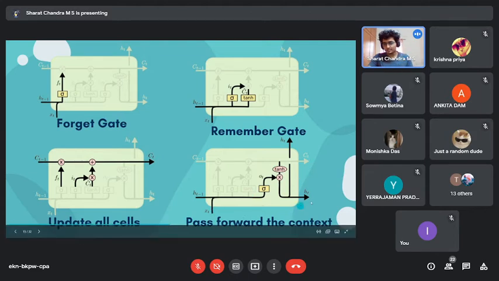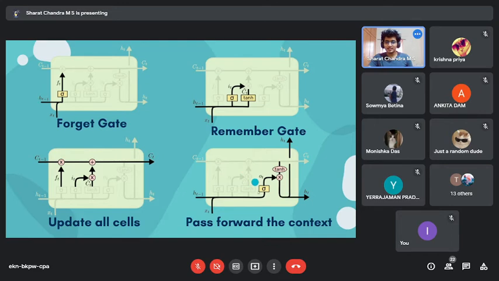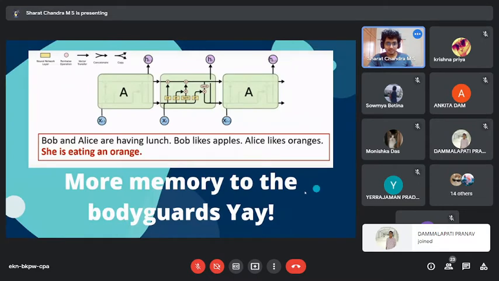And this is the pass-forward of the context. In this gate, after doing all this, it is also predicting the output of the cell and giving the output as a second input to the next cell. That is how these things repeat, and this is a simple architecture.